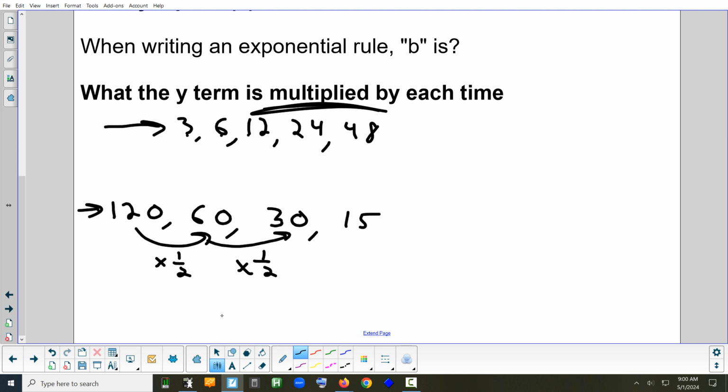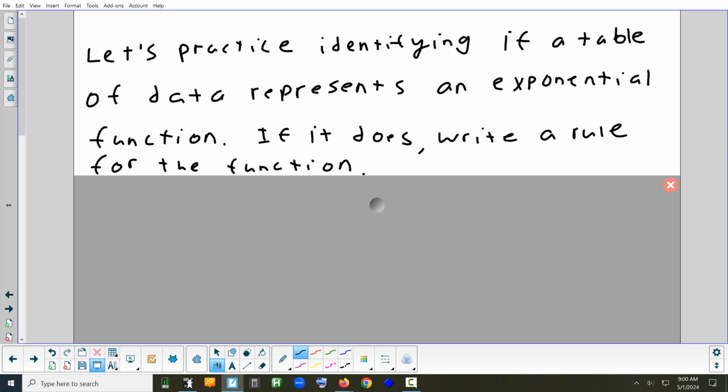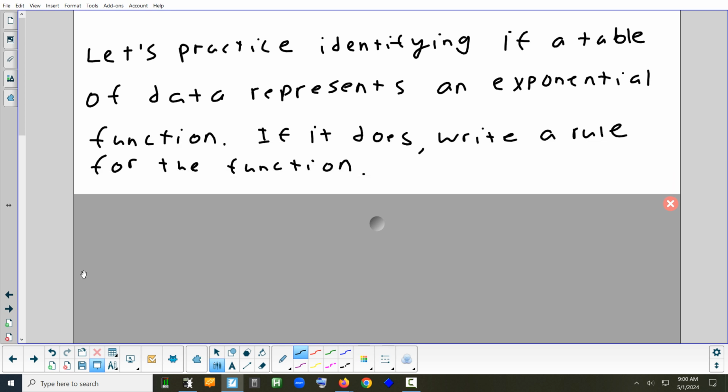All right. So let's take a look at this page. So what we're going to look at now is I'm going to give you guys a table, and I want you to figure out, is it exponential or not? Okay, so remember, you're looking for a pattern with multiplying in the y's.